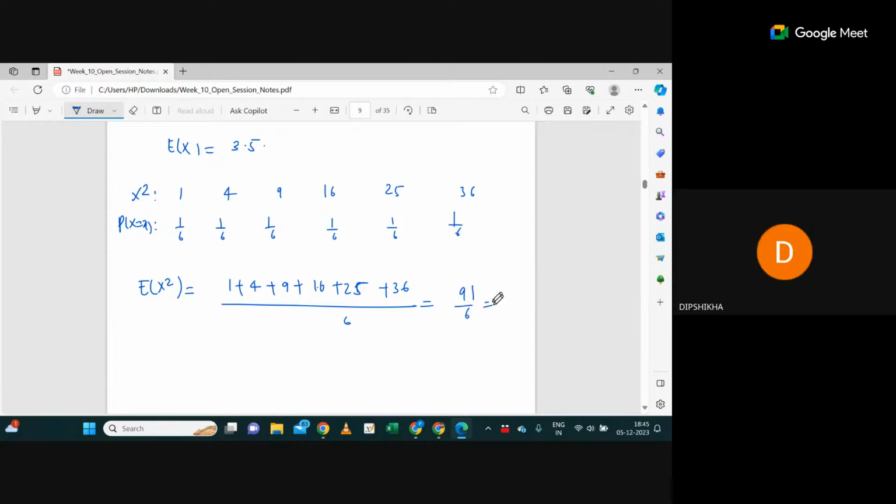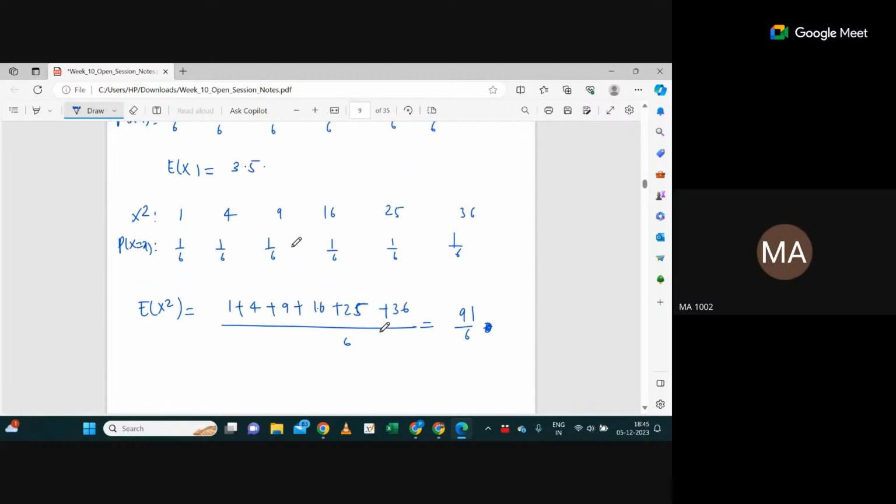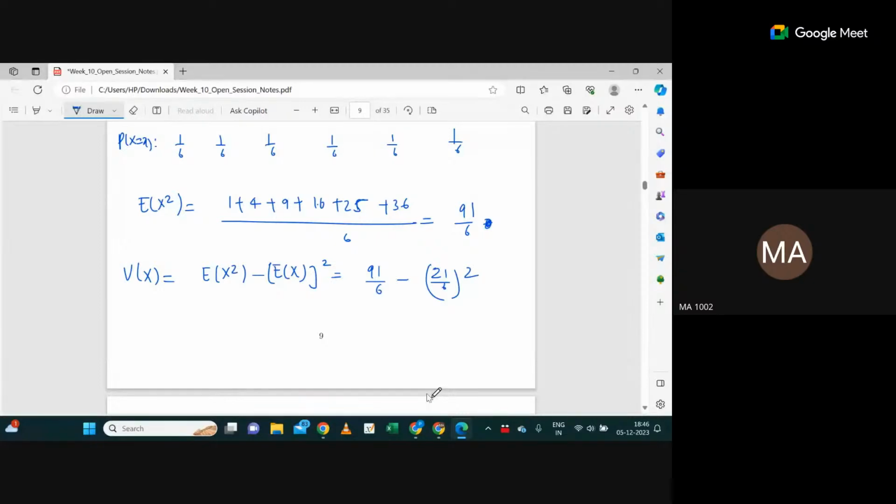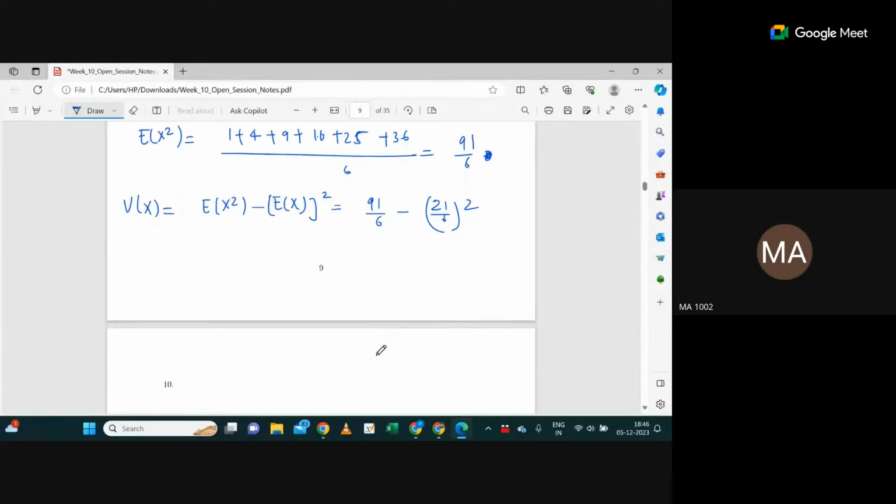What is 91 divided by 6? It's about 15.1. And for the expected value of x, it was 21 divided by 6, right? So I can find the variance of this random variable. The variance is nothing but the expected value of x square minus the expected value of x, whole square. So it will be 91 divided by 6 minus 21 divided by 6, whole square. You can calculate the value, and that will represent the variance. Is this clear? Yes, sir.